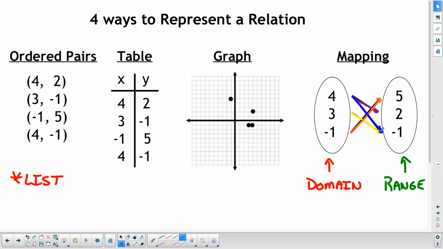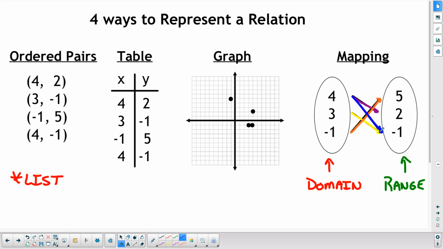Why? Why are there only 3 numbers in my domain? Remember, domain is the x's. Oh, 4 is twice, because 4 is repeated, right? Okay, so 4 is repeated. We don't put repeats in our domain or in our range. Okay? We don't put repeats in there. Okay? We just list out the raw values of the numbers. Okay? All right? Any questions on mappings?